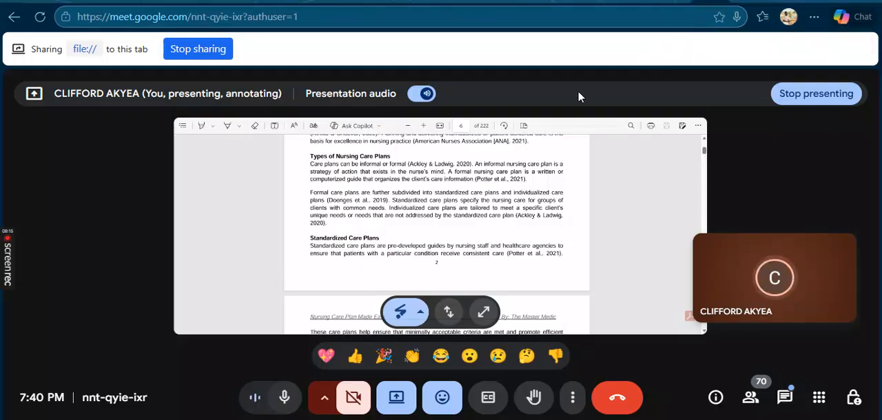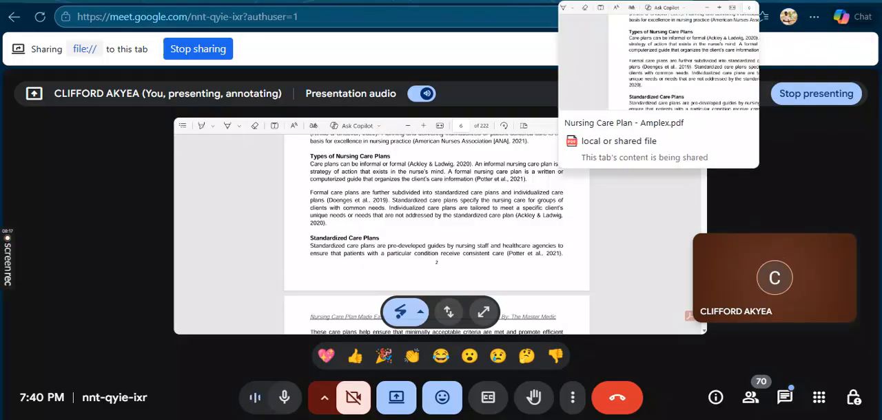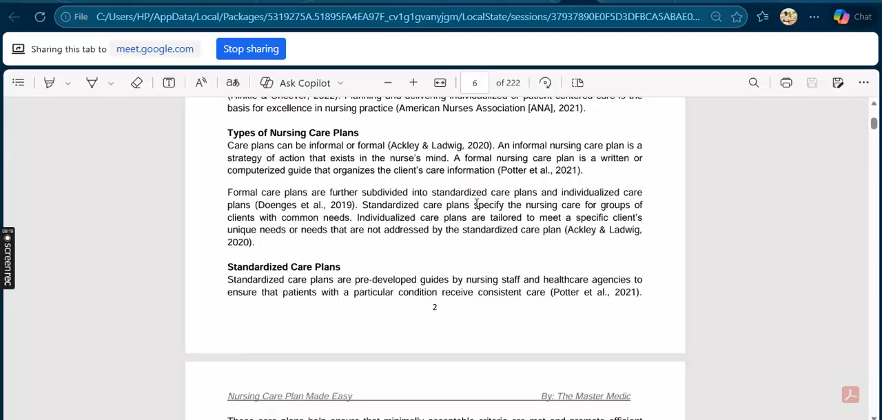Now, types of nursing care plan. Like I said, care plans can be informal or formal. An informal nursing care plan is a strategy of action that exists in the nurse's mind. That one is informal. You have it in your head.